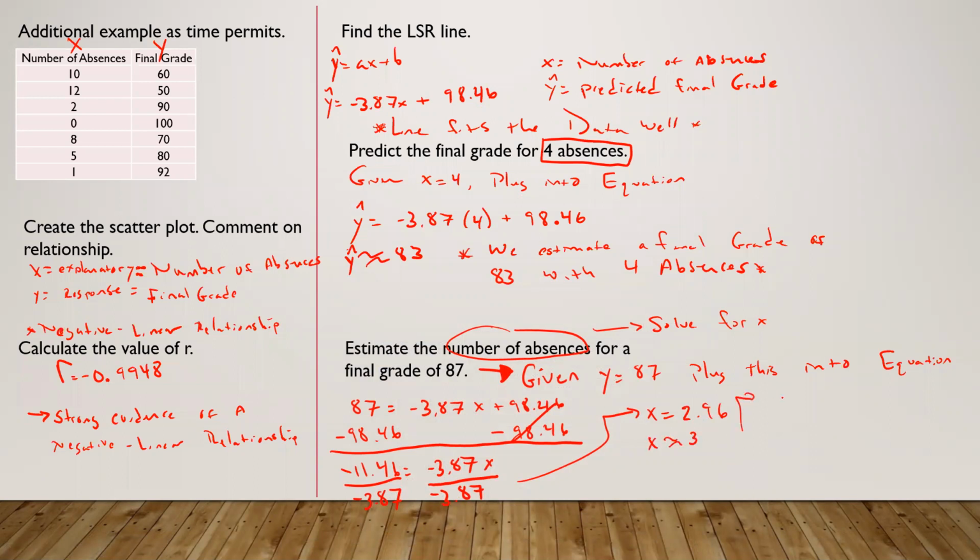So what's going on here is we estimate someone who has a final exam or a final grade of 87 had 3 absences.